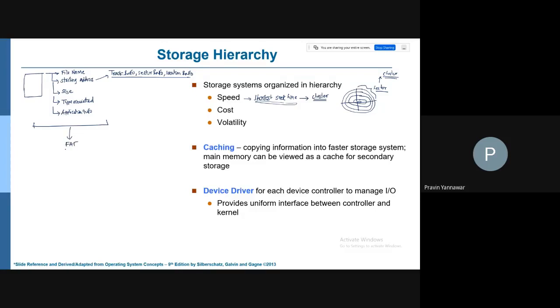Can anybody tell me what FAT is? What does FAT stand for? FAT stands for file allocation table.